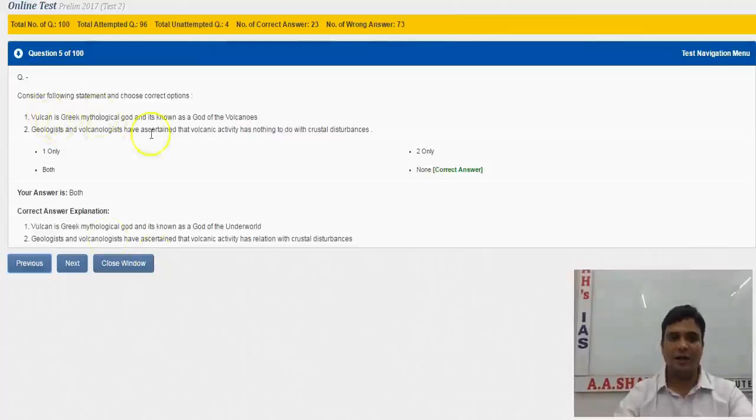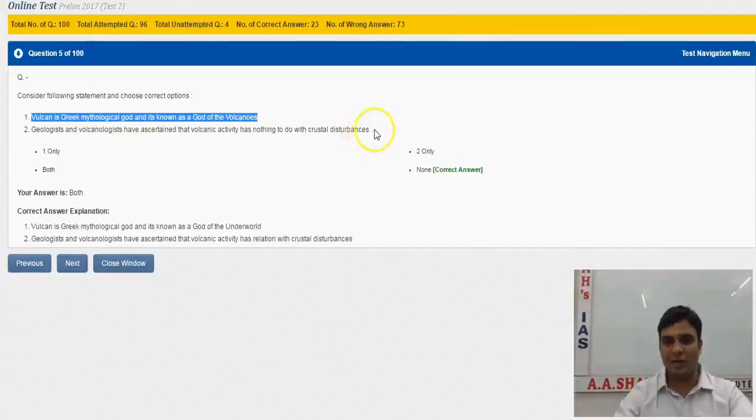So you need to understand that the first statement is sort of irrelevant from UPSC's perspective. Vulcan is a Greek mythological god and it's known as the god of volcanoes. But it's good if you know it. Now look at the second statement. Geologists and volcanologists have asserted that volcanic activity has nothing to do with crustal disturbances.